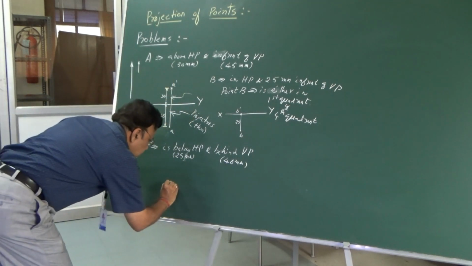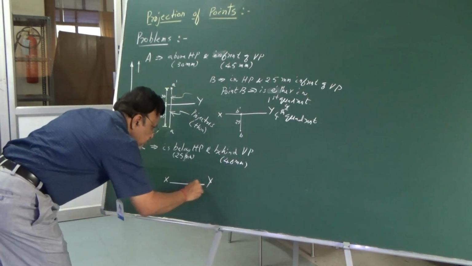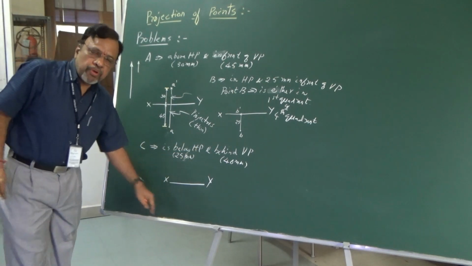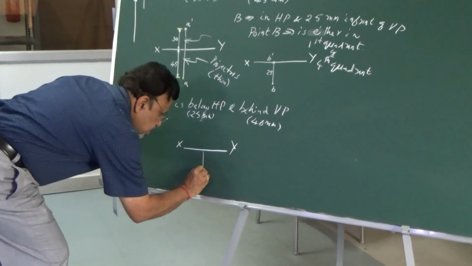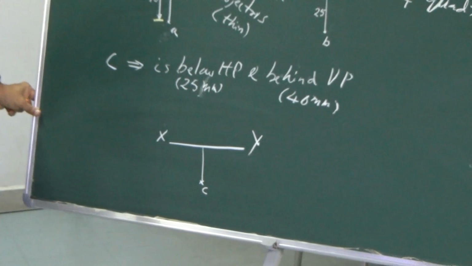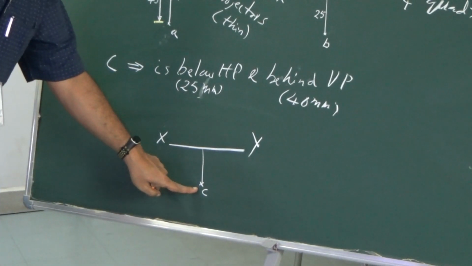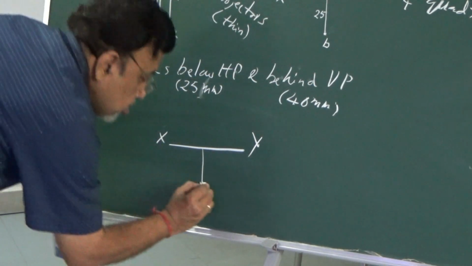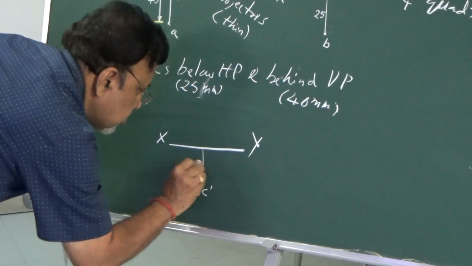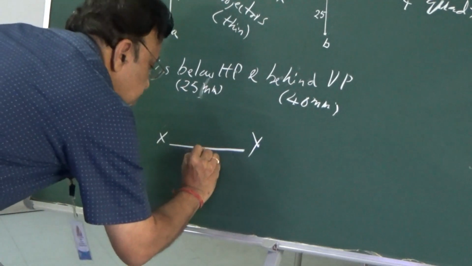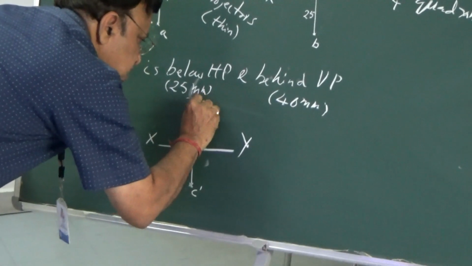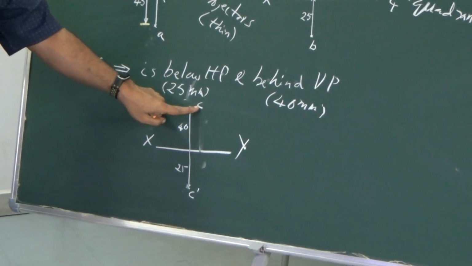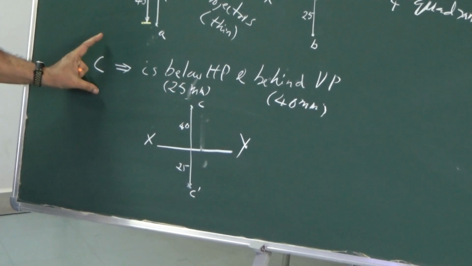Now as usual, I will draw the XY line. The point is below HP by 25 mm, so the front view should be below the XY line. I will draw this projector and mark this point as C dash. Why C dash? Because it is the front view of this point. The distance is 25 mm. Then the top view is above the XY line by a distance equal to 40 mm. Since this is the top view point, I will indicate it as small c. Is it clear now?